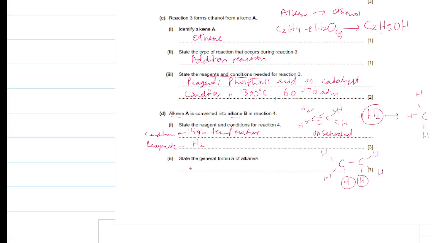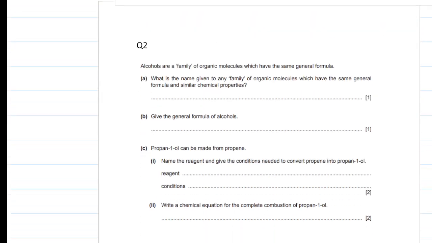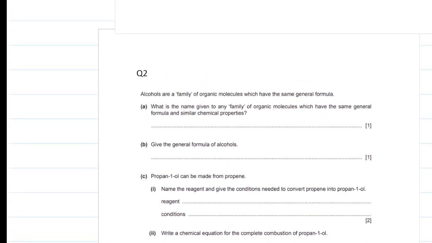Right? So what is the general formula for the alkane? The general formula for the alkane is CnH2n+2. This is the general formula for the alkane. Now question number 2: the alcohols are a family of organic molecules which have the same general formula. What is the name given to any family of organic molecules which have the same general formula and similar chemical properties? That is the homologous series.